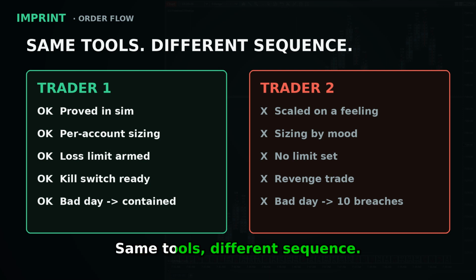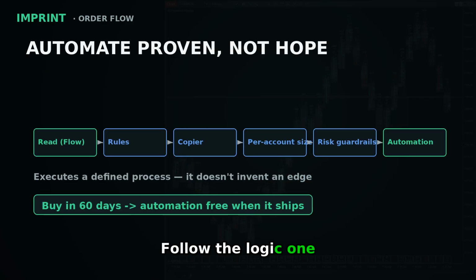Same tools, different sequence. Trader 1 scaled a proven process. Trader 2 scaled hope. Never copy hope. Never automate hope. Prove first, scale second. Guardrails always. Follow the logic one more step.